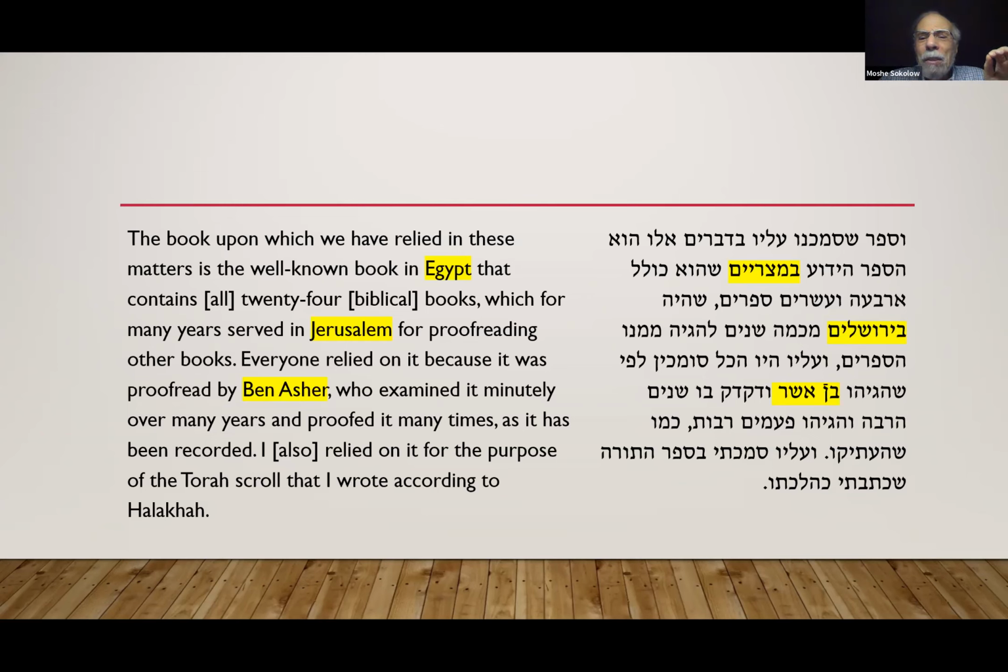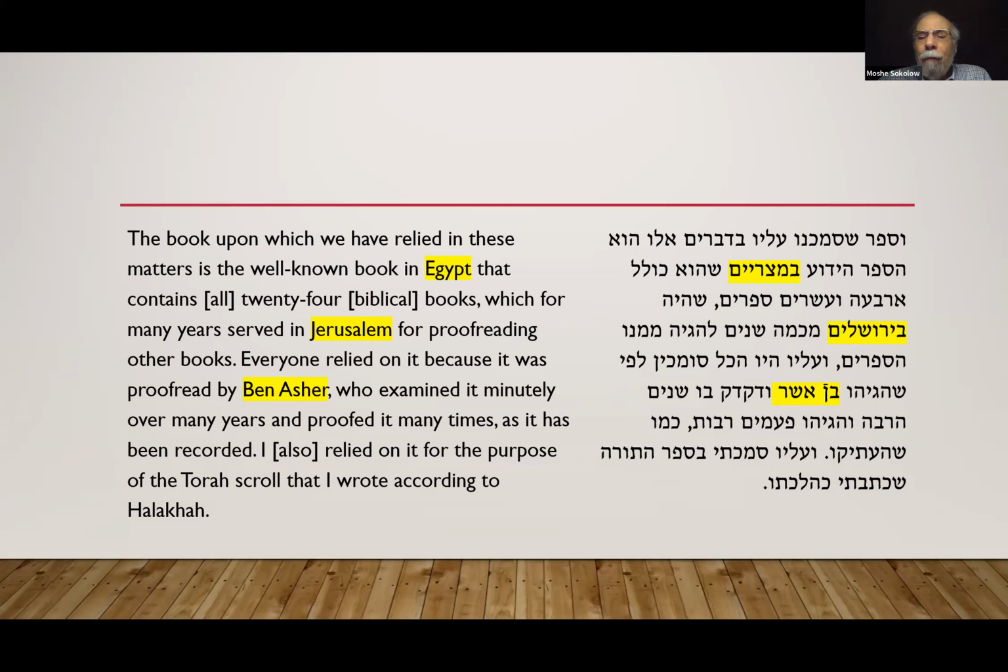Shekolel Arba'a Ve'esrim Sefarim, not a text of the Torah alone, but a text of the entire Tanakh, all 24 canonical books. Shehaya B'Yerushalayim Mikama Shanim, which previously was in the city of Jerusalem, where it served Lehagiha Mimenu HaSefarim, where scribes used it as a yardstick to measure their own work. That is to say, they used it as a text to which they would compare their own. Va'alav hayu hakol somechim. And this book was so authoritative that everybody relied upon it.